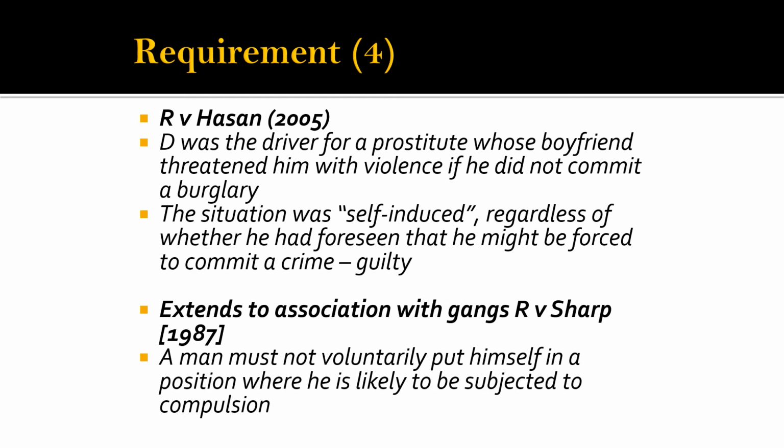So a man must not voluntarily put himself in a position where he is likely to be subjected to compulsion. So he is likely to be subjected to forced behaviour. And that comes from Sharp. There is a later case of Shepherd in that same year, 1987, where the court said it would be up to the jury to decide whether this is an association and a foreseeability of the type of conduct you would have to engage in. And you see the facts of Hassan in the later case, 2005.